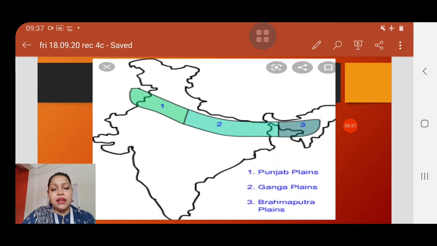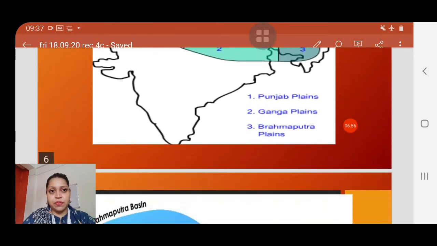The 3 parts of the northern plain. The whole is the northern plain, but it has 3 parts: the Indus plain, then the Ganga plain, and number 3, the Brahmaputra plain. Now you can see the Brahmaputra plain lies towards the extreme east of the northern plain.